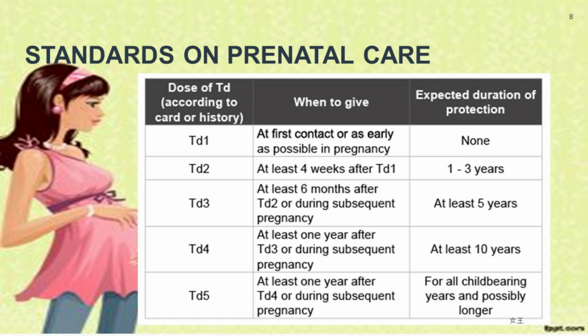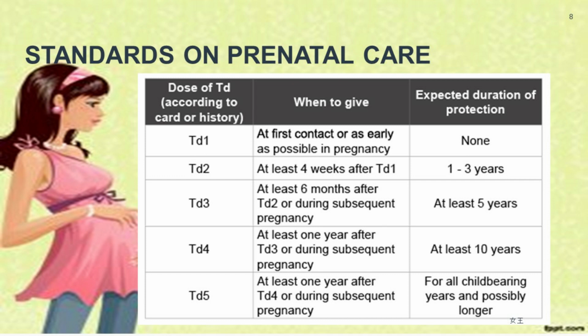There is no expected duration of protection. The second dose of tetanus toxoid will then be given 1 month after TT1. TT2 protection will last 1 to 3 years, or 80% of protection against tetanus will be received by the pregnant woman. Next is the third tetanus toxoid, which will be given 6 months after the second dose or during subsequent pregnancy, 95% of protection and at least 5 years in duration.